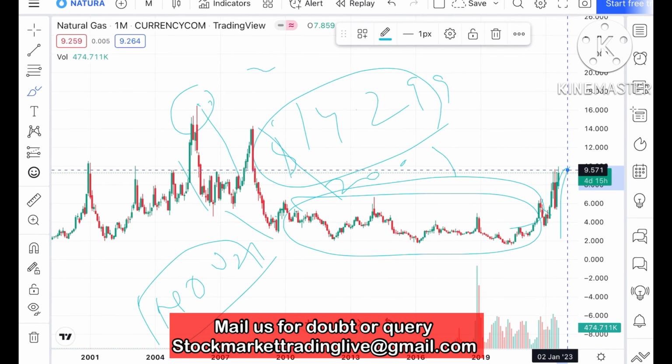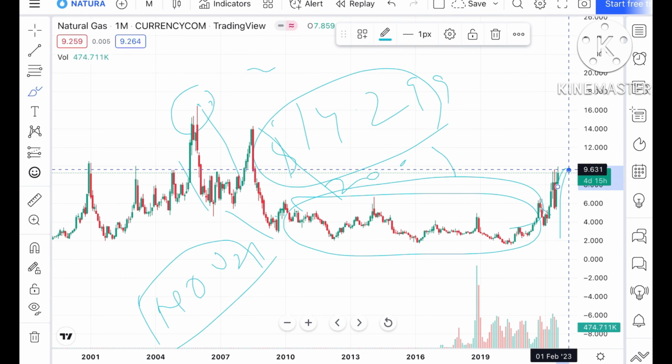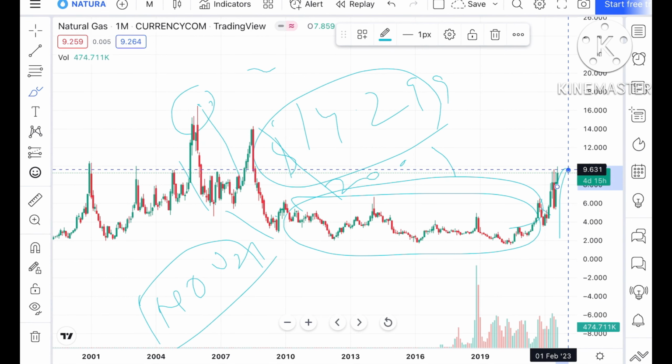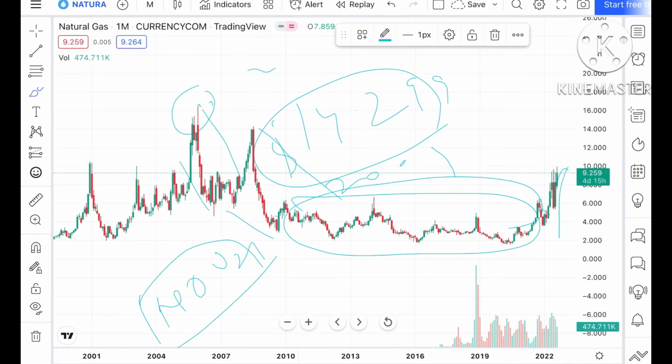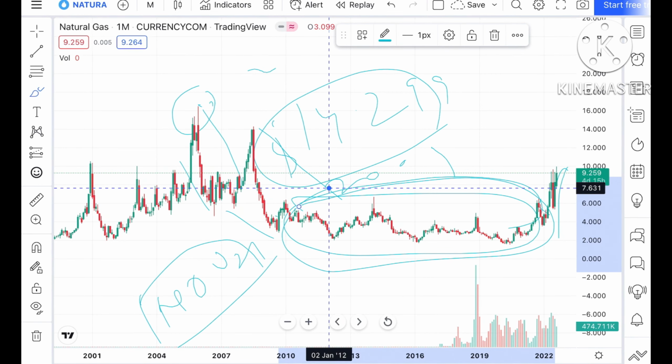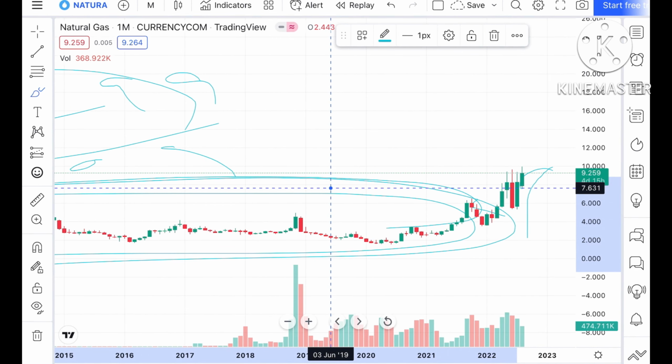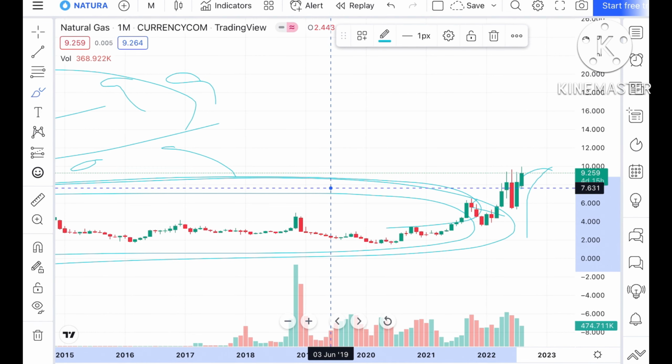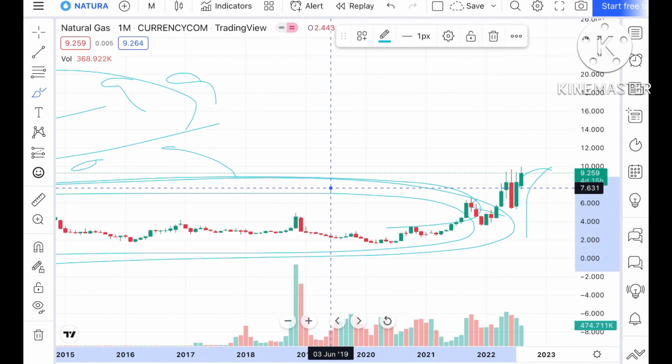Okay, otherwise it had made a high of around $9.6 before that, and now it is trying to go upside. Okay, because this range has broken upside, and there is a probability, because of the war and import and export disturbance, that it can go further upside.